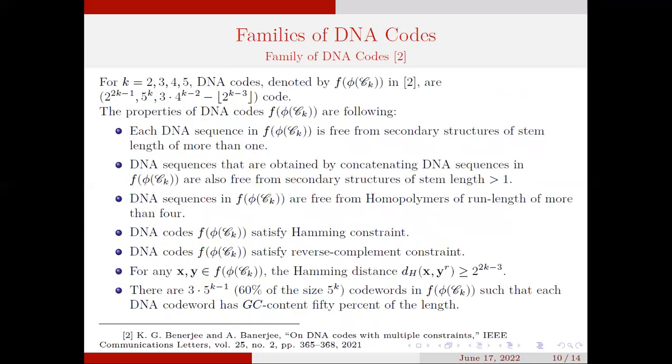In the work published in IEEE Communications Letters 2021, we have constructed homopolymer and secondary structure avoiding DNA codes with Hamming and reverse complement constraints. The parameters and other details are given here.